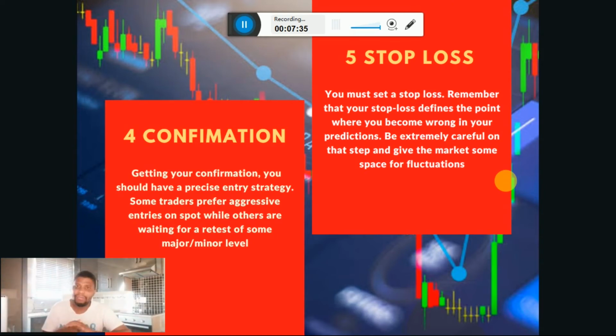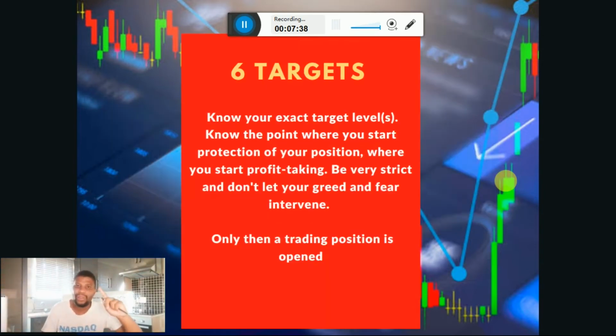So after you've made a stop loss, you should always set your target, because you've entered and protected your trade, but now you need to set where you are going. Where do you want to get out on this trade? Where do you want to start protecting your account? When do you want to start protecting even your profits as well? Know exactly the target levels, know the points where you start protecting your position, where you start taking profits. Be very strict and don't let your greed and fear intervene.